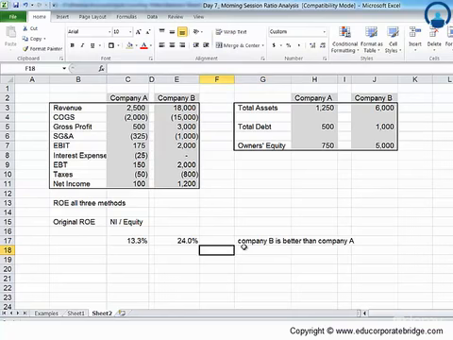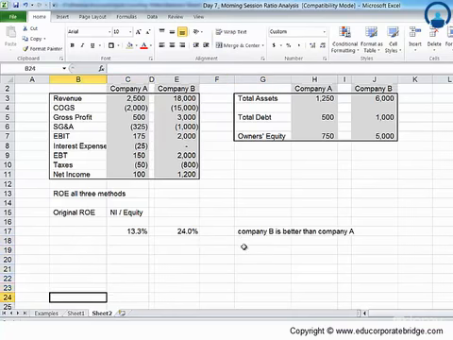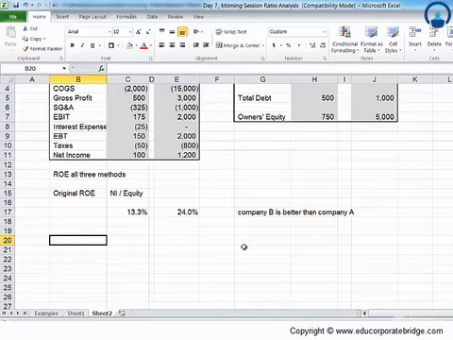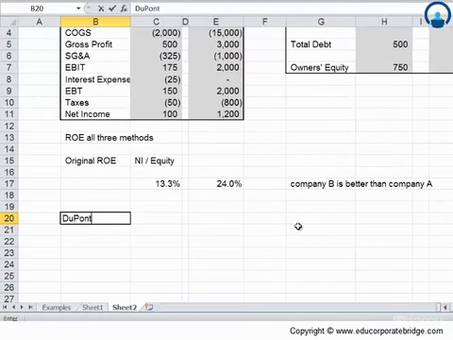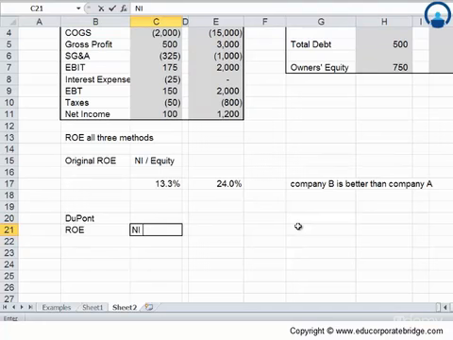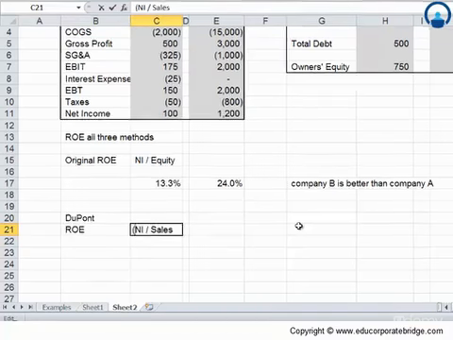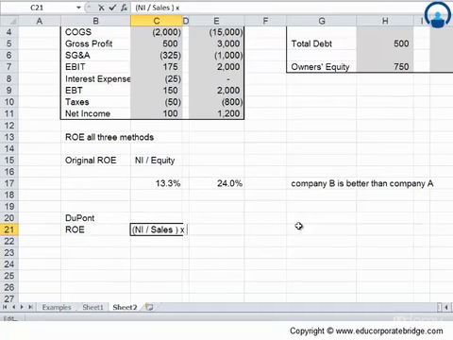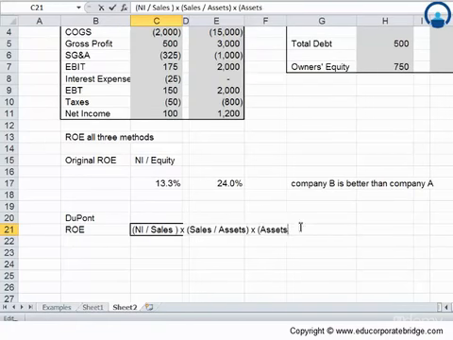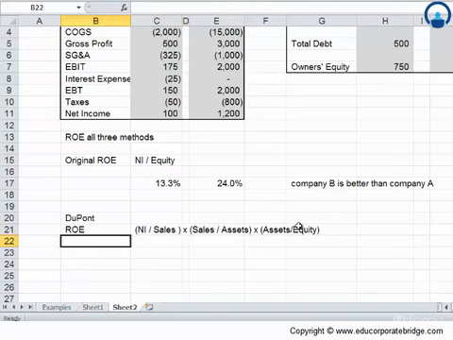So let us investigate this further and calculate the composition of ROEs using the DuPont method. So in the DuPont method, we have learned that the ROE can be divided into three separate items. This is net income divided by sales. This is the first term. Then we have sales divided by assets. We call this asset turnover. And then we have the assets divided by equity. This is called financial leverage. So let us calculate all of these three terms one by one.